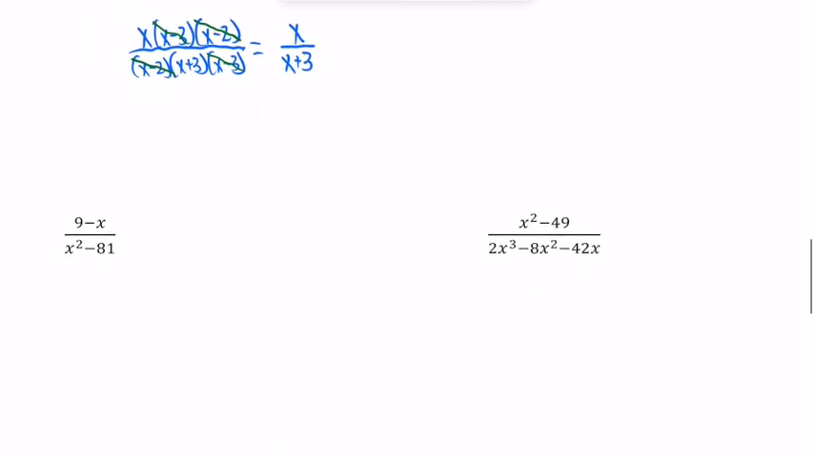If you would like to try the next two problems on your own, pause the video now and resume when you're ready to see the solution.